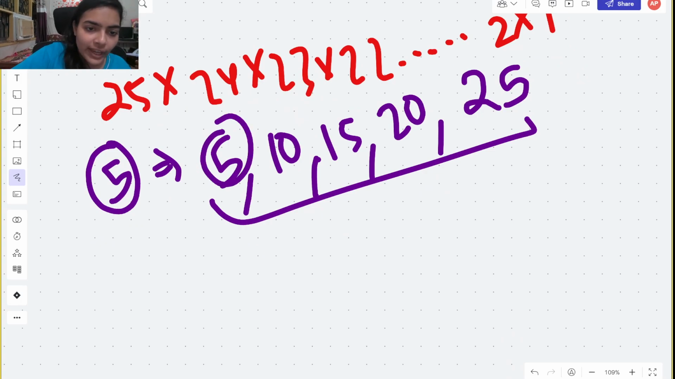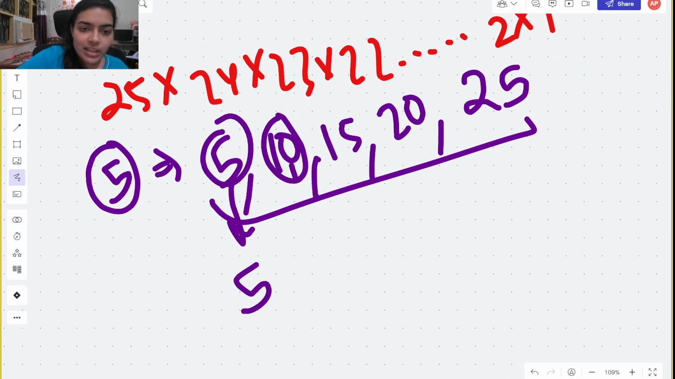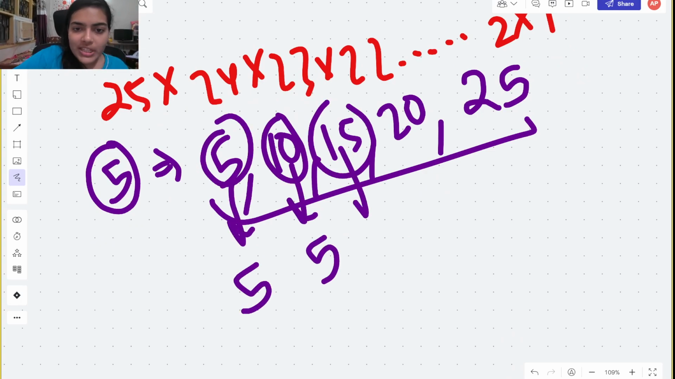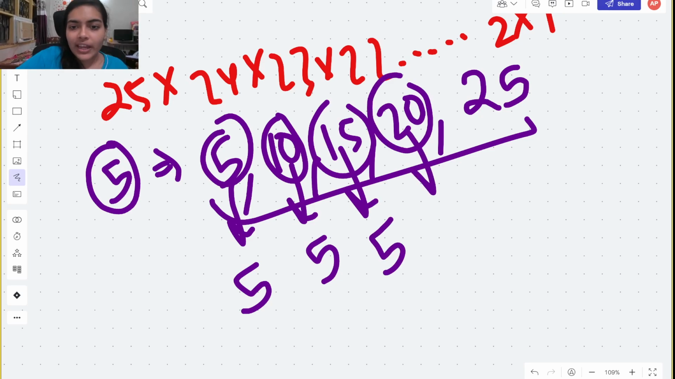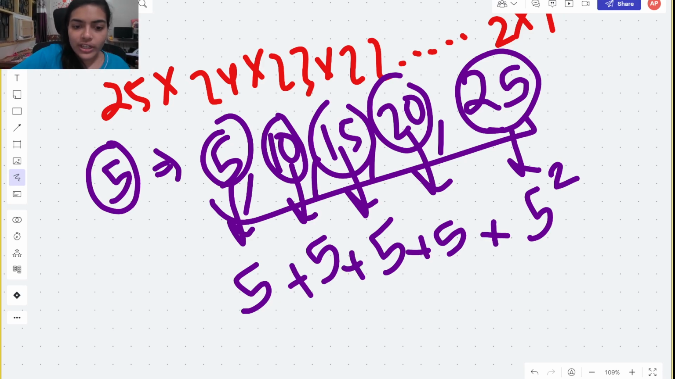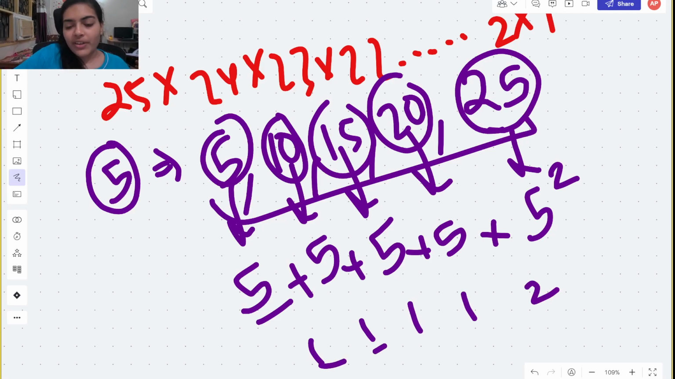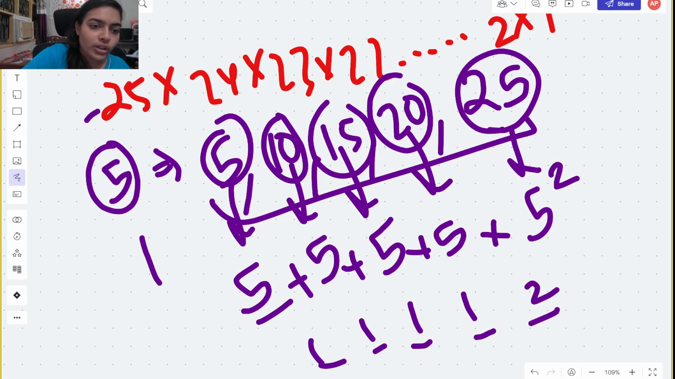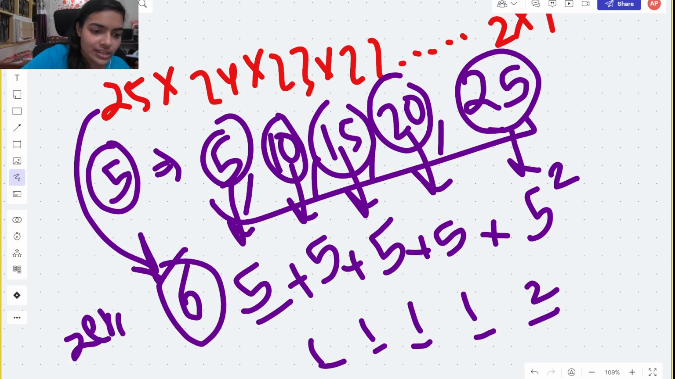So from this you can extract one 5, right? From this again you can extract one 5. From this again you get one 5. From this again you get one 5, because it's 5 into 4, so you can take out the 5 from that and so on, right? But from this you can get two 5s. So the total number of 5s that you have is 1 from here, 1 from here, 1 from here, 1 from here, but 2 from here. 1 plus 1 is 2, 2 plus 1 is 3, 3 plus 1 is 4, 4 plus 2 is 6. So 25 factorial has 6 zeros, right? 25 factorial has 6 zeros.